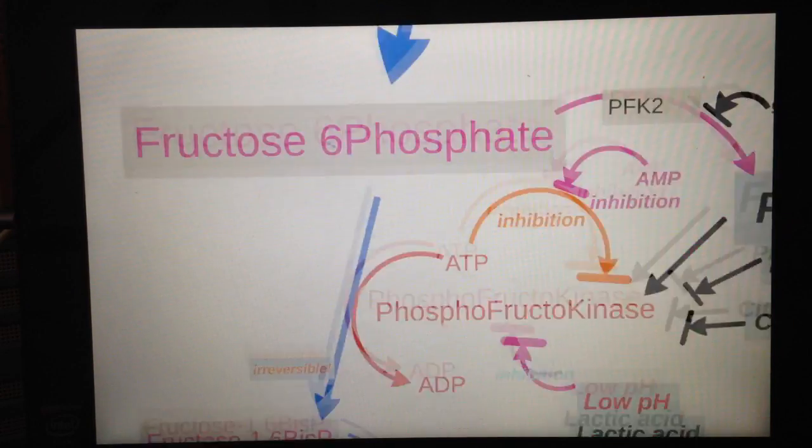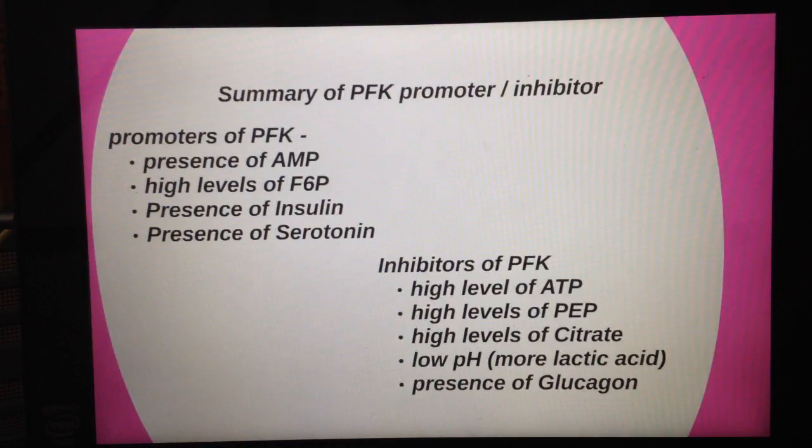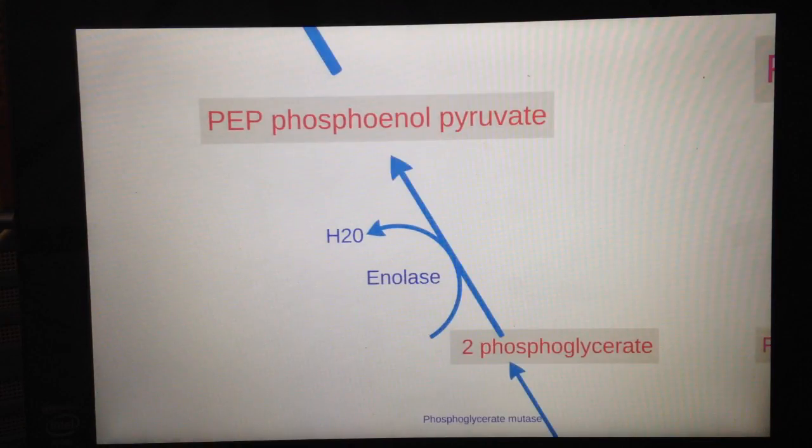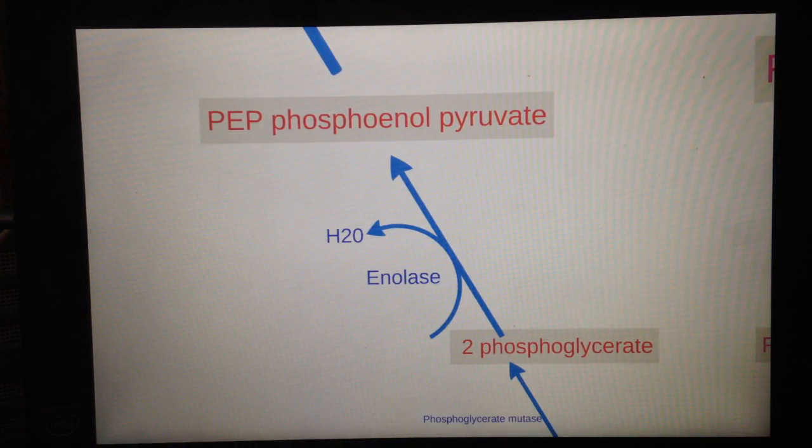Now, I'm sure this is pretty complicated, so I just summarized it here. Promoters of PFK are the presence of AMP, high levels of F6P, the presence of insulin, and the presence of serotonin. Inhibitors, on the other hand, are high levels of ATP, high levels of PEP, citrate, low pH, and the presence of glucagon. Okay, I think the bulk of what I wanted to do in this presentation is over, but let me just put in a bit more things inside.